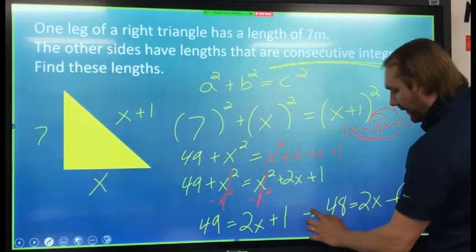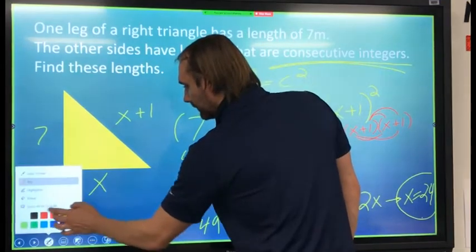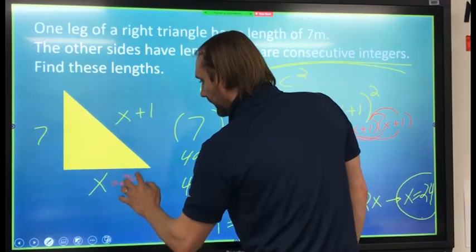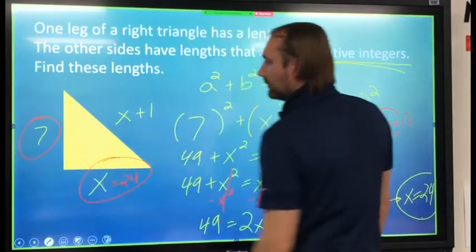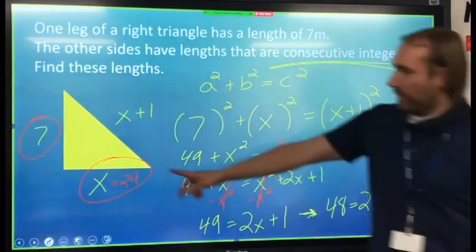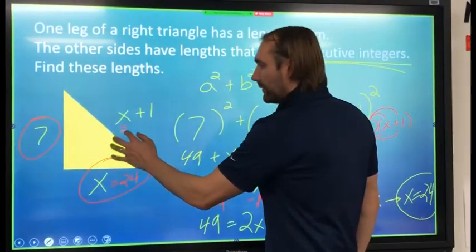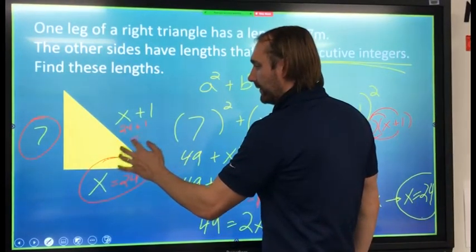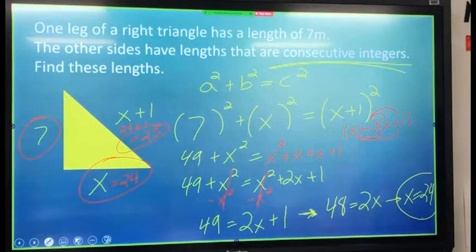So my smallest side over here is 24. Therefore, what is my hypotenuse? Well, we already found x. So we just add 1, right? 24 plus 1 equals 25. So my three sides are 7, 24, and 25.